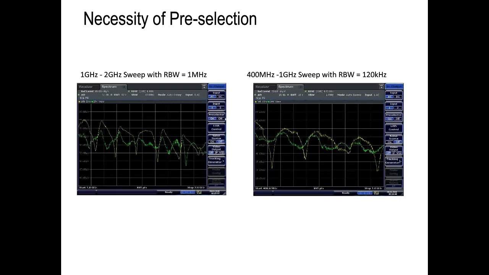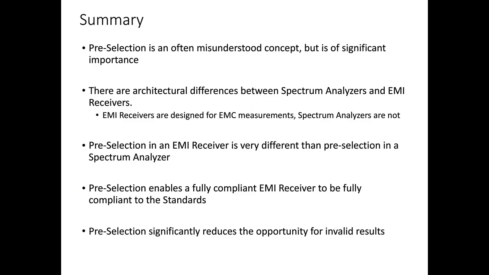Okay, so wrapping up in summary, pre-selection is an often misunderstood concept, but it's very significant. It has a great deal of importance if you want to reduce the opportunity to make invalid results and increase your confidence when you go to a fully compliant testing. There are architectural differences between spectrum analyzers and receivers. Receivers are specifically designed for EMC measurements. Spectrum analyzers are not. Pre-selection in a receiver is very different than pre-selection in a spectrum analyzer.